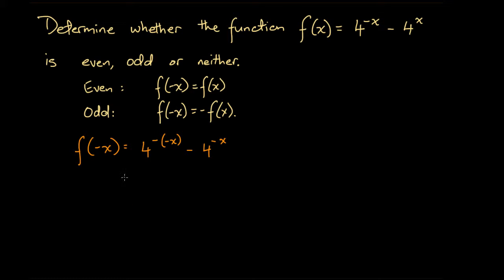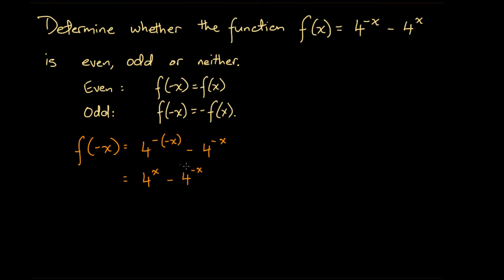Okay, well let's simplify this. So we've got 4 to the power of negative, this is essentially negative 1 multiplied by negative x. Well, a negative multiplied by a negative is a positive, so this is going to equal 4 to the power of x, minus 4 to the power of minus x.